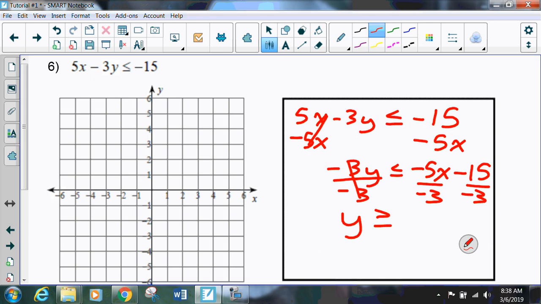Once again, same thing here, -5 divided by -3. We don't want to change that to a decimal. That would make it more difficult to graph. We want to keep it as a fraction, but that negative over negative actually cancels out. So we end up with 5/3 x. Then -15 divided by -3 gives you a +5. So once again, after we rearrange, we're going to use that information to graph.